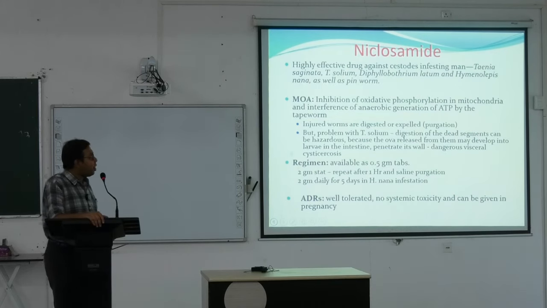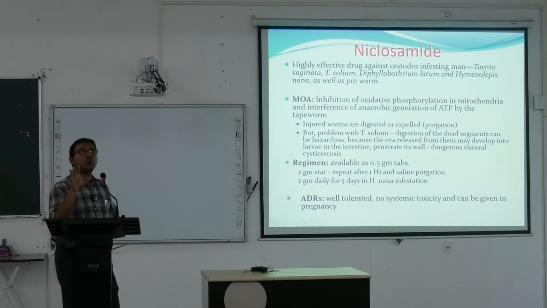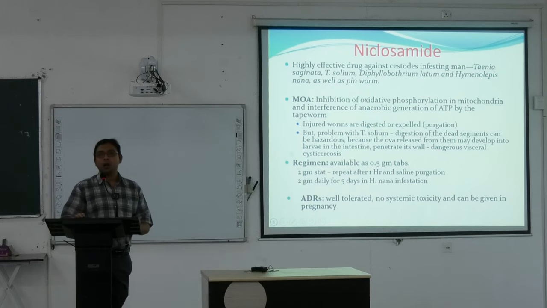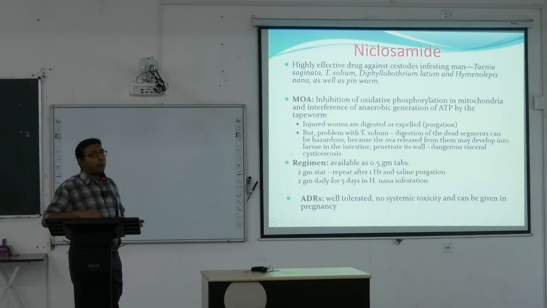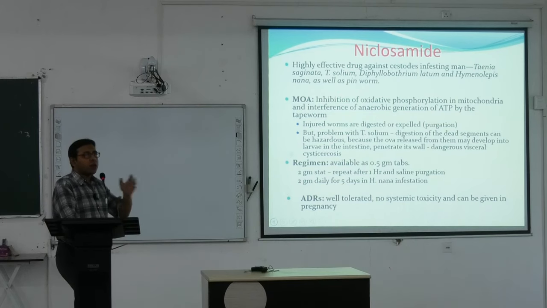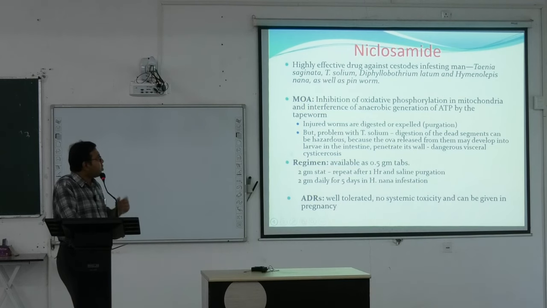Another drug is niclosamide. Niclosamide is highly effective against the cestodes. Different types of cestodes can be affected by niclosamide. Cestode means different types of tinea, so either it is Taenia solium or Taenia saginata or Diphyllobothrium latum or Hymenolepis nana. Mechanism of action: there is inhibition of oxidative phosphorylation, so ATP will not be generated. Again, there is either flaccid or spastic paralysis, tonic paralysis of the muscles, and the worms are excreted.